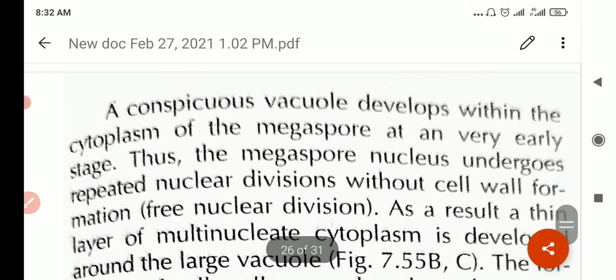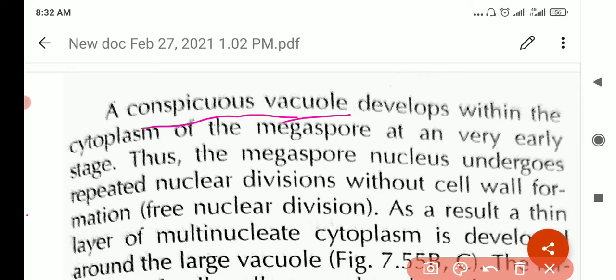Now remember, I told you there is a big vacuole in the middle. So let's see how it starts. First, a big, very visible vacuole will develop. That is, a conspicuous vacuole will develop within the cytoplasm of the megaspore at a very early stage. So the first stage starts with that big vacuole formation.